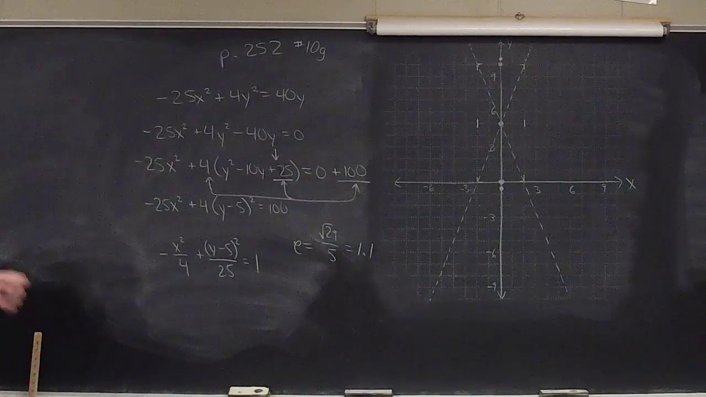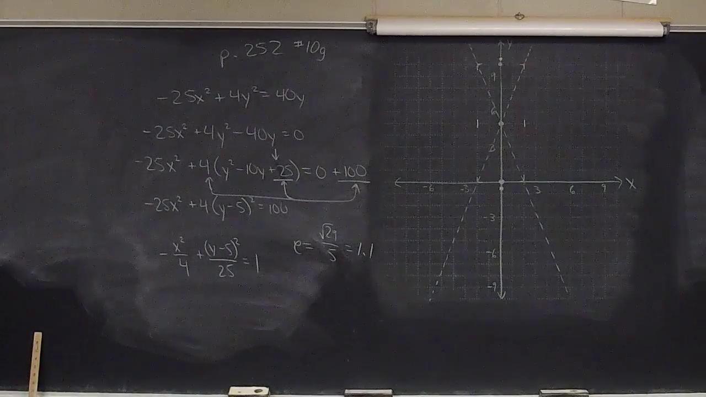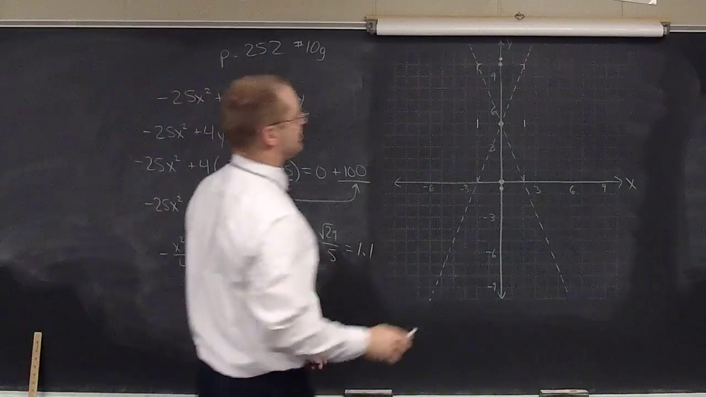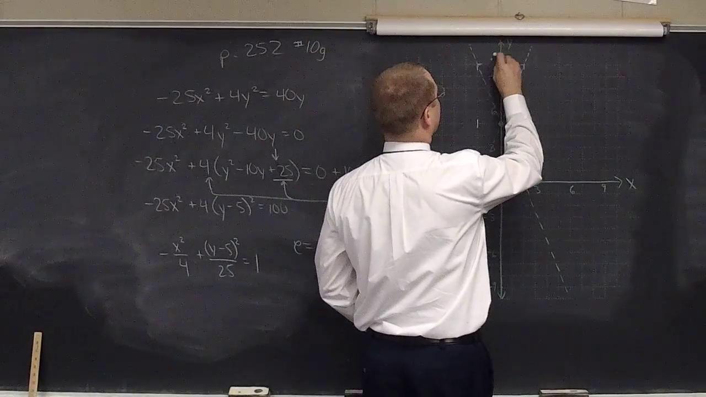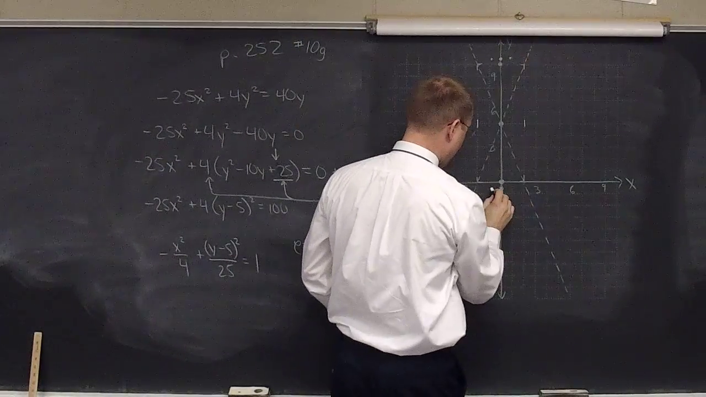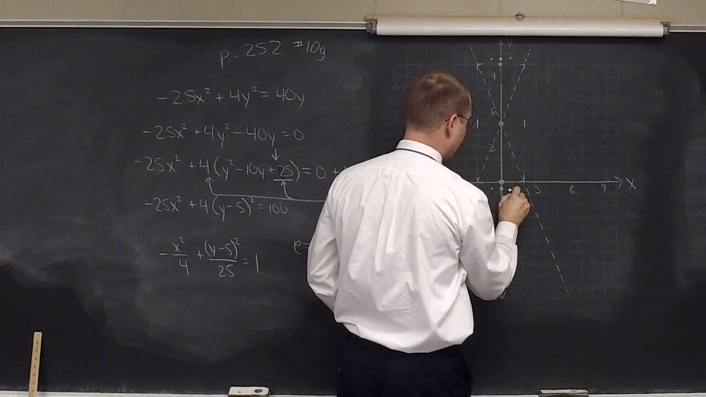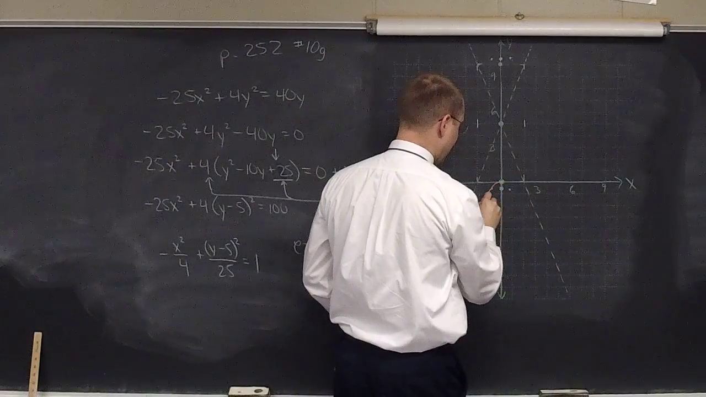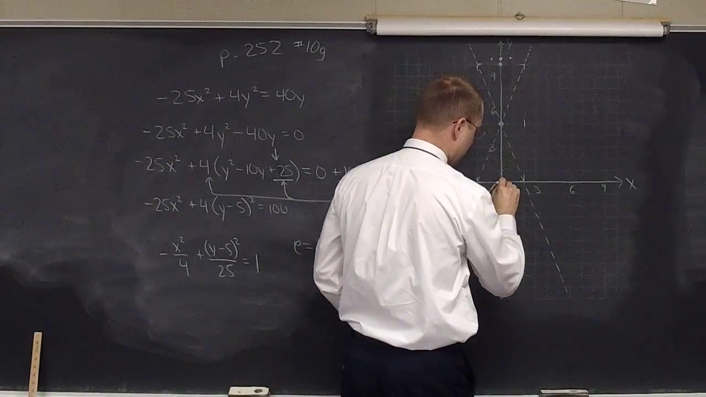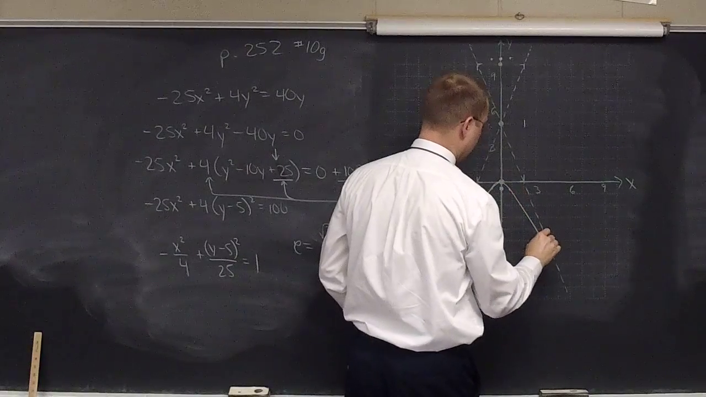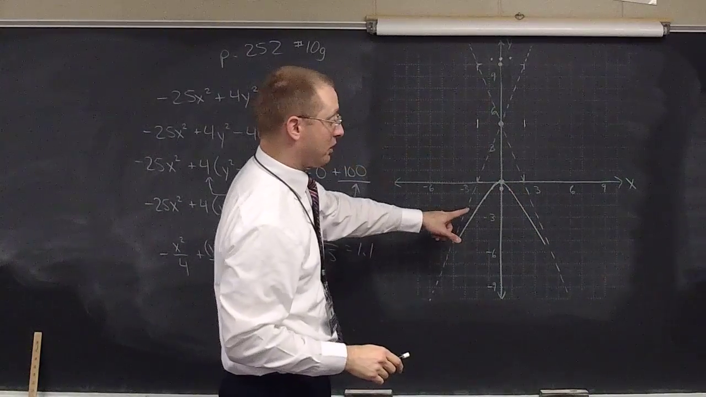What about the half latus rectum here? 0.8. So really short latus rectum here. Obviously, again, short latus rectum here. And that's going to get a very tight hyperbola down here.